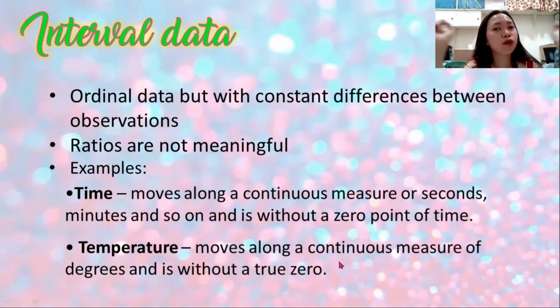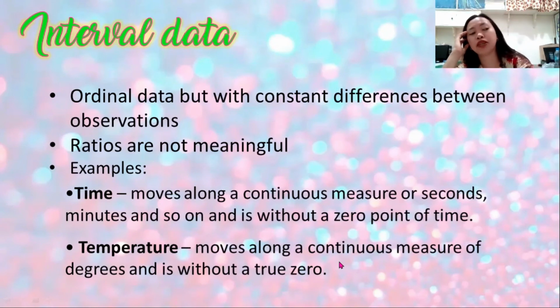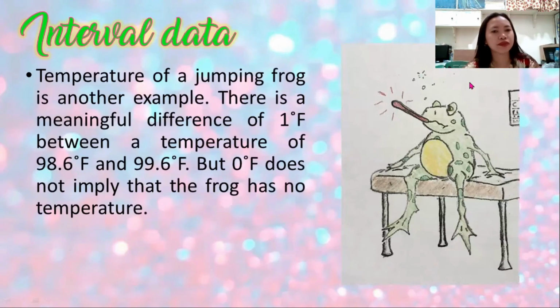But there is no meaningful zero to this scale, as IQ tests do not measure people who have no intelligence. Temperature is another example, as I mentioned a while ago. The temperature of a jumping frog: there is a meaningful difference of 1 degree Fahrenheit between 98.6 and 99.6 degrees Fahrenheit. If you subtract, you will have 1 degree Fahrenheit. But 0 degrees Fahrenheit does not imply that the frog has no temperature, right?